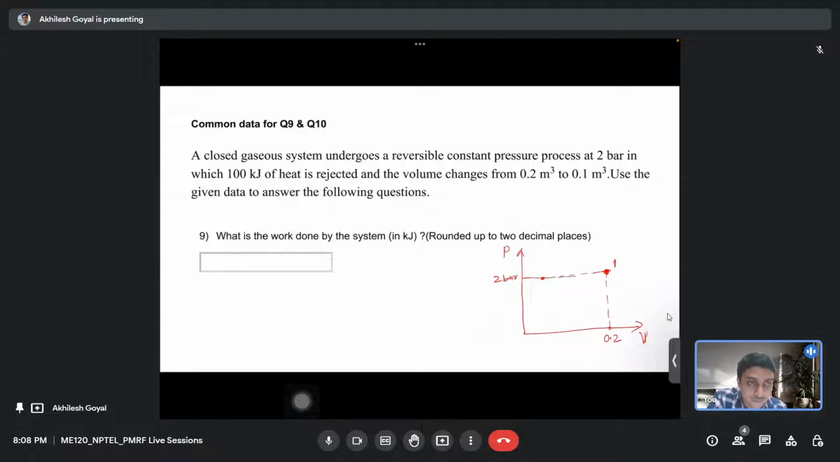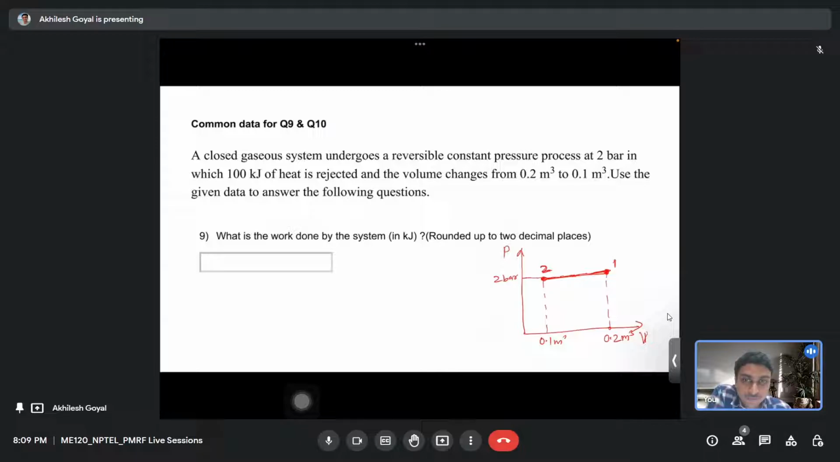Point 1 is here at 0.2 meter cube volume and 2 bar, and the process is a constant pressure process, and volume changes from 0.2 to 0.1 meter cube. So this process goes in this direction. Consider this is point 2 and the volume is 0.1 meter cube.